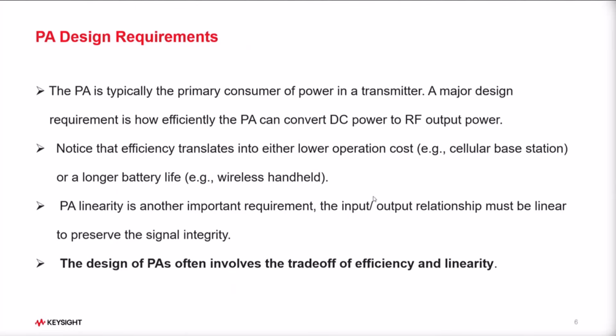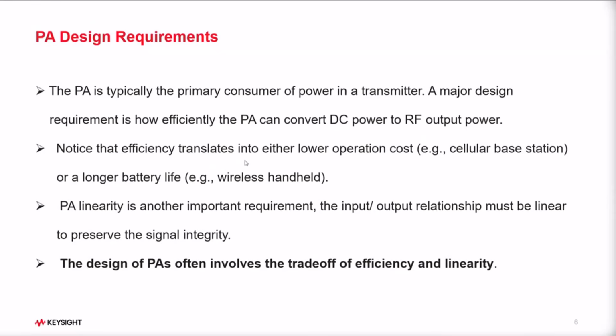So in terms of design requirements, there are multiple requirements and often they are conflicting. The first thing we need to remember is that the PA is the primary consumer of power. So rest of the transmitter on one side, PA alone on the other side, the power consumption is always equal, or in fact, sometimes power amplifiers consume more power than the rest of the circuitry in the entire transmitter. So the major design requirement for a PA is how efficiently you can convert the available DC power to output power. And that gives you efficiency, which we often refer to as power added efficiency.